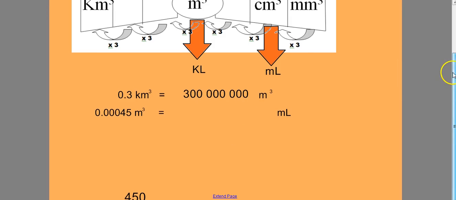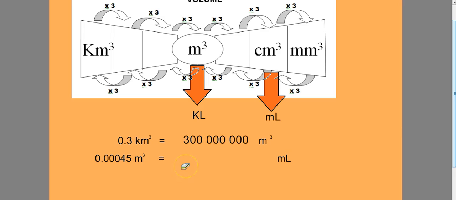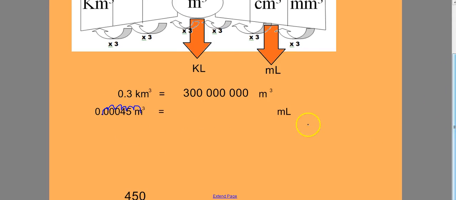Then let's have a look at meters cubed to milliliters. So here's meters cubed, here's milliliters. We need to go from meters cubed to centimeters cubed, and that's the same as milliliters. So let's go meters cubed to centimeters cubed. It's 1, 2, 3, 4, 5, 6 jumps. So 1, 2, 3, 4, 5, 6. 450 centimeters cubed, which is 450 milliliters. And there's my answer down there, prepared earlier for your enjoyment.